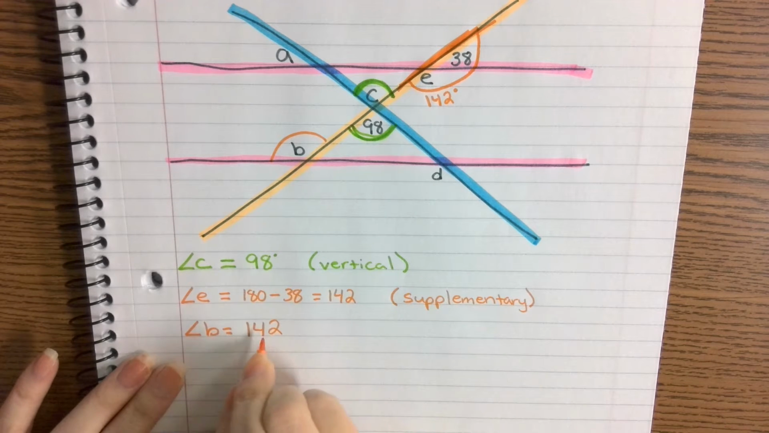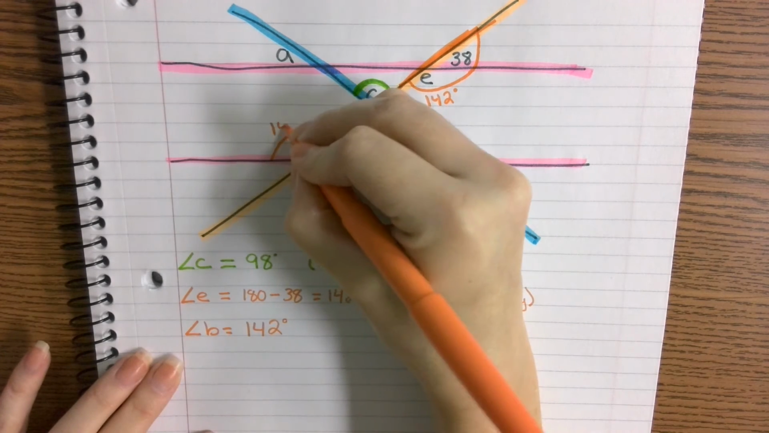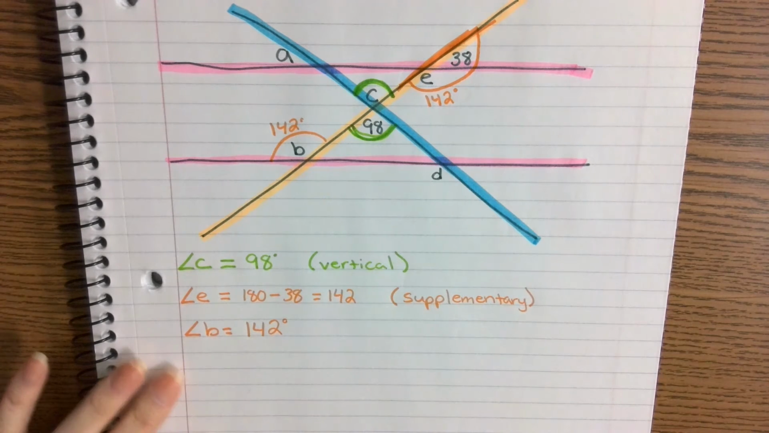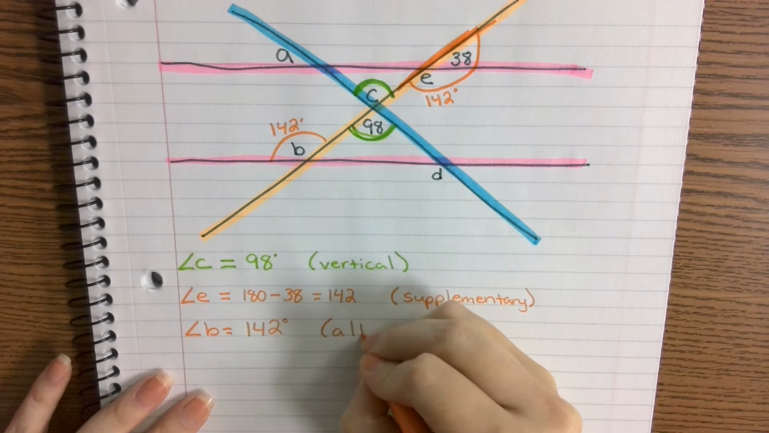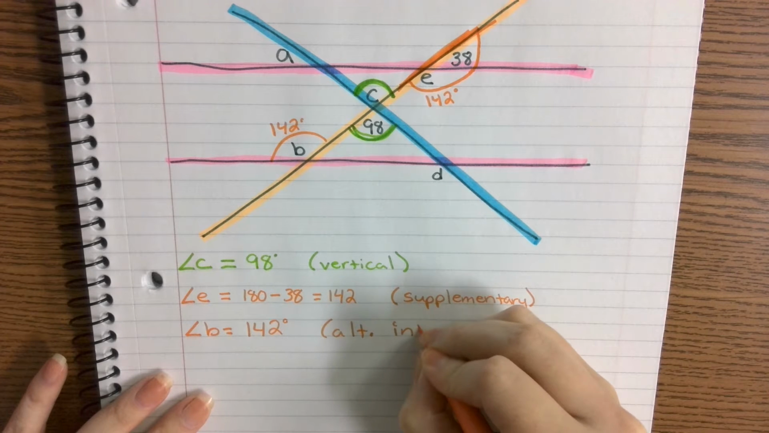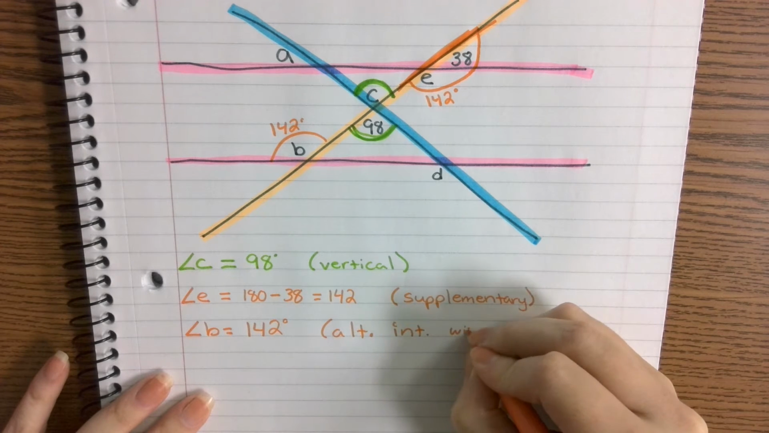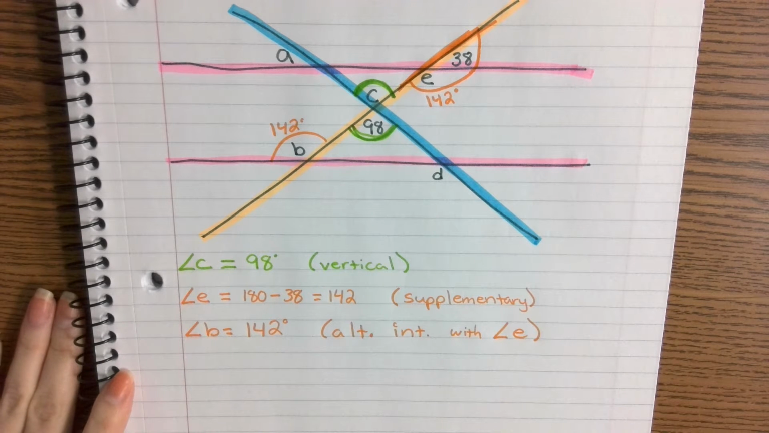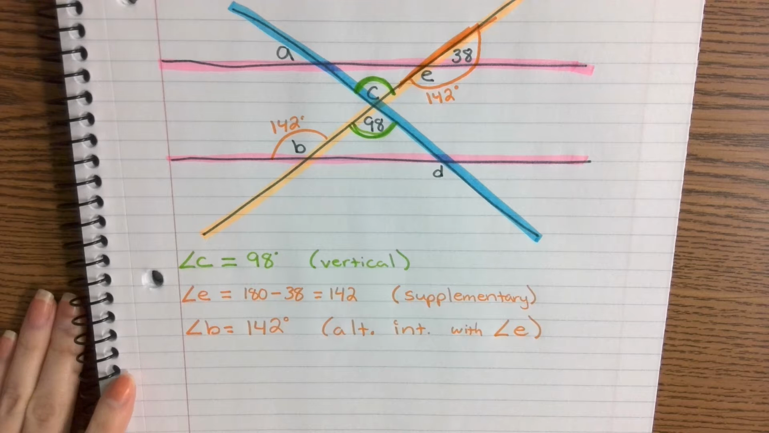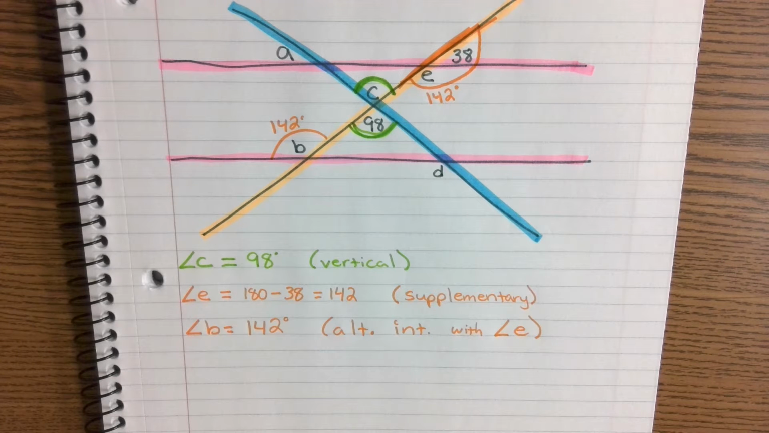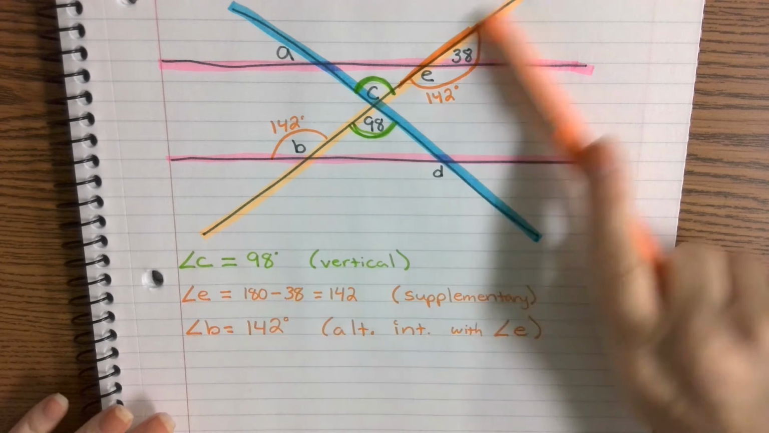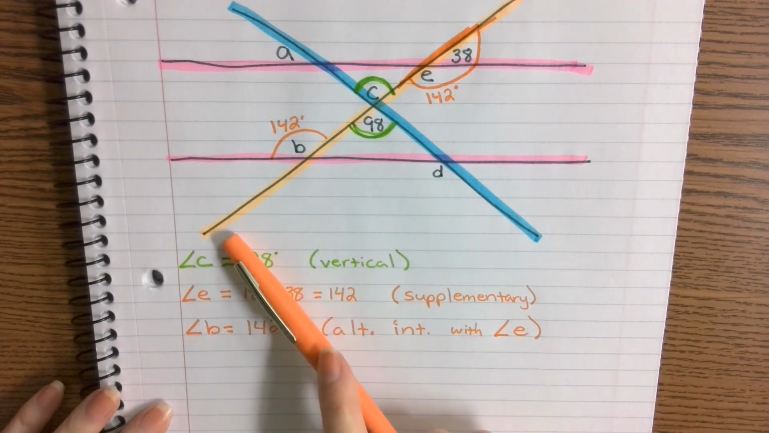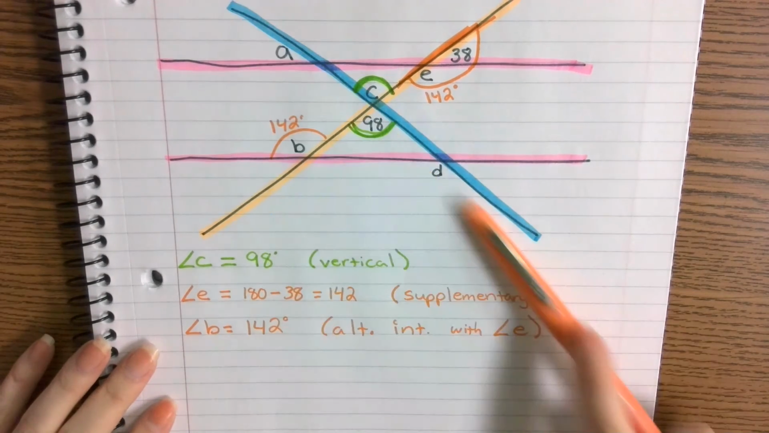Angle B is also going to be 142 degrees. And the reason for that is because it is an alternate interior angle with angle E. Okay, so I'm done solving everything along my orange transversal. I now need to focus on my blue transversal.